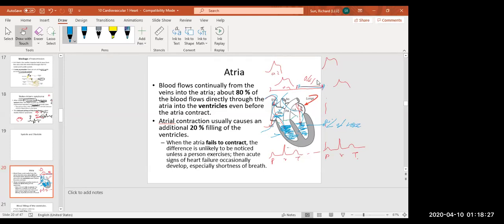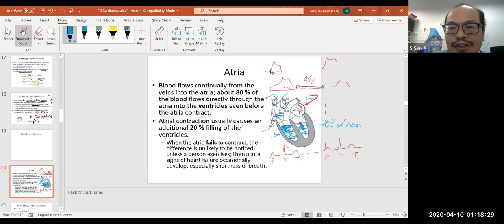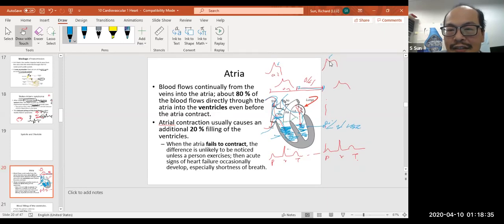Okay, and then we have what? We have the atrium contraction, right? Then we have the atrium contraction, this one here or this one here. So after that, we have the atrium contraction. The atrium will squeeze. And when they squeeze, they will push another about 20% of the blood into the ventricle. So that makes it a full 100%.